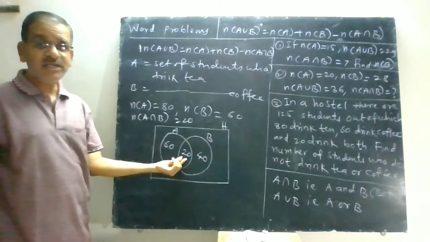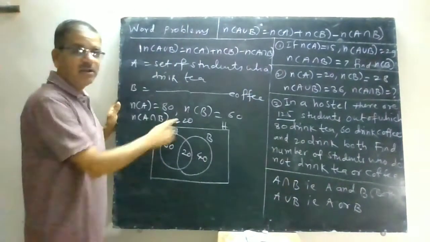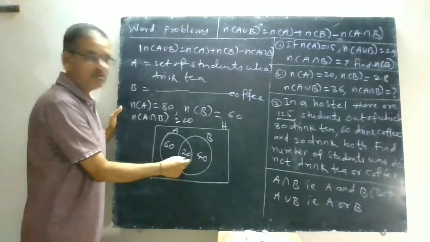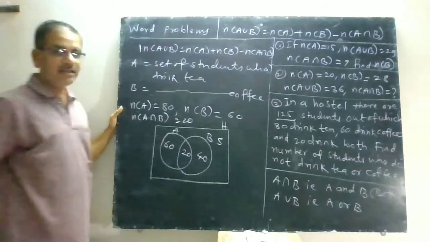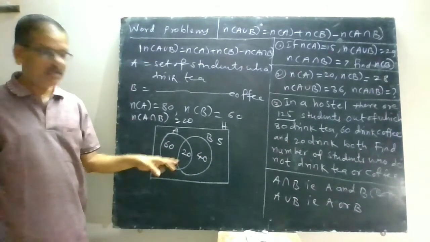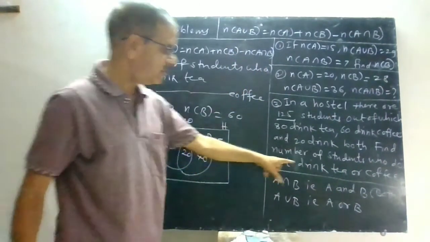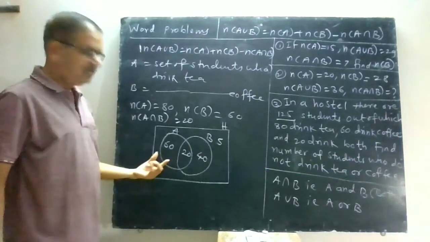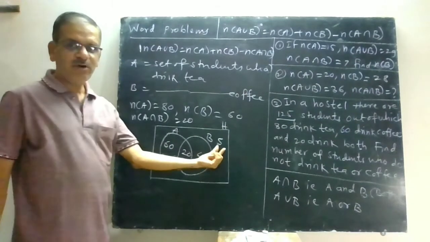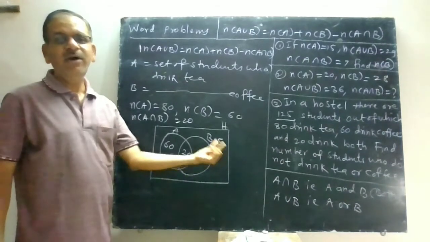And how many students are there in the hostel? There are 125 students in the hostel. So the remaining 5 students are out of these A and A intersection B and B. That means 5 students are there which are not in this one, that is they are not drinking tea or coffee. Actually that is what we want to find. How many students are there who do not drink tea or coffee? So it is very clear from this one that there are just 5 students who do not drink tea or coffee.